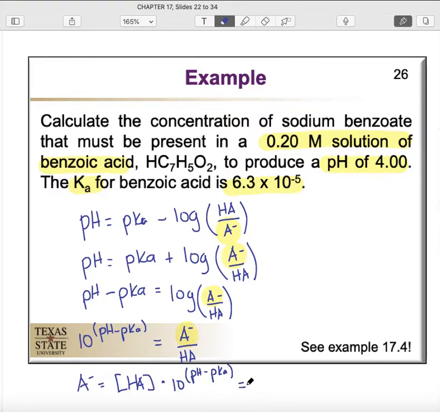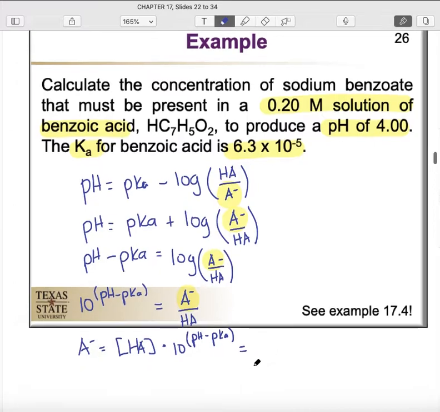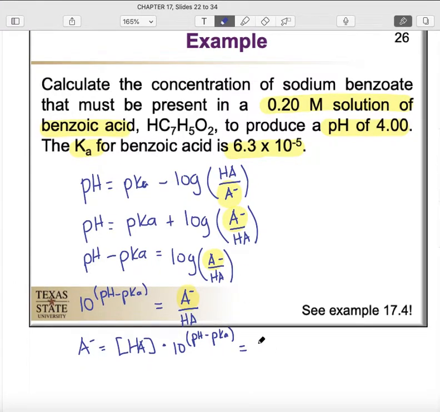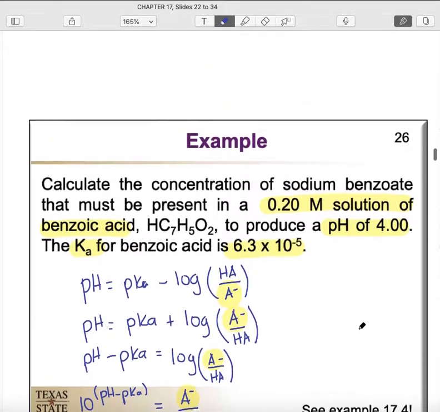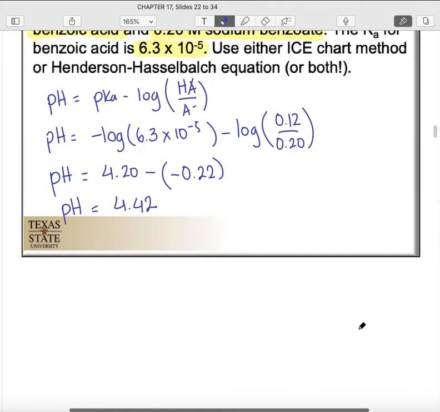And now we can plug in our values, which are the concentration of the acid, 0.20 molar, times 10 to the pH that we want, which is 4.00, minus the pKa. The pKa we had already calculated on the previous problem. Let me go back really quickly for you to see where I'm getting that from.